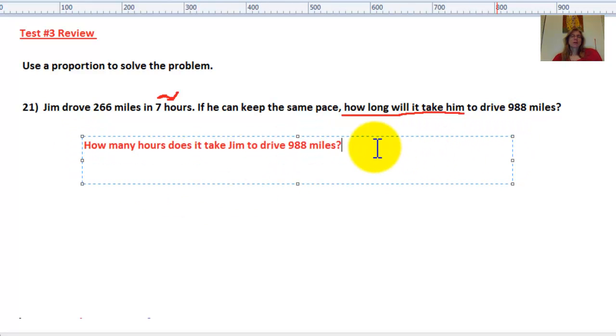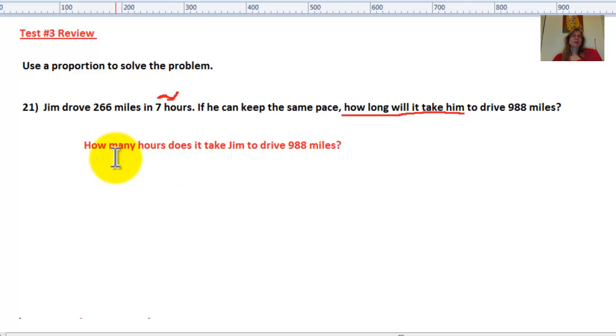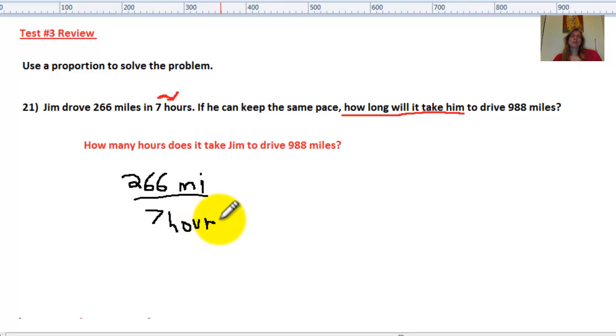So the way we begin to figure that out is we'll set up a proportion. We have a rate that he's going already, the rate that he has gone. He drove 266 miles in 7 hours. That's what we know. Now what we don't know is how long it took him to drive the next amount of miles, but we do have the miles. So we do have that rate, and now he's going to drive 988 miles, but we want to figure out how long.